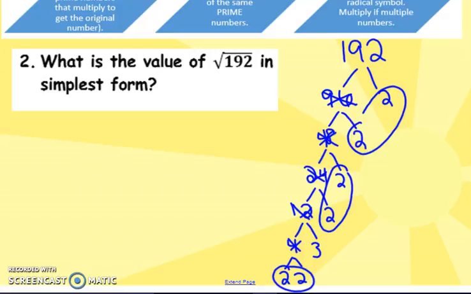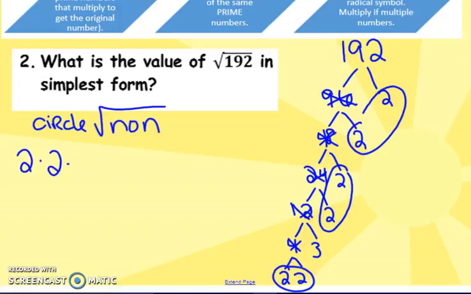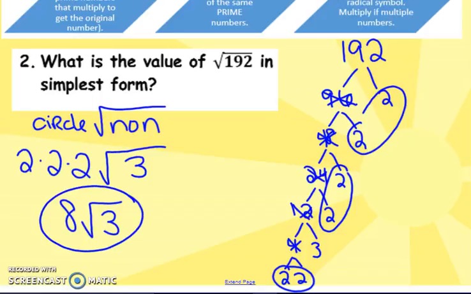So now, again, we want the circle on the outside and the non-circled on the inside. So on the outside, I have 2 times 2 times 2, because I have 3 different pairs of 2, and my non-circled number is 3. Well, 2 times 2 is 4, times 2 is 8, so we get 8 times the square root of 3. That is in simplest form. Because we cannot break down the number underneath the radical symbol any farther, it's in simplest form.